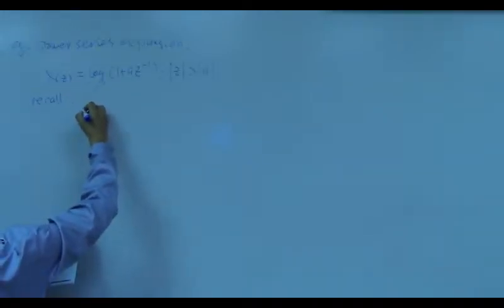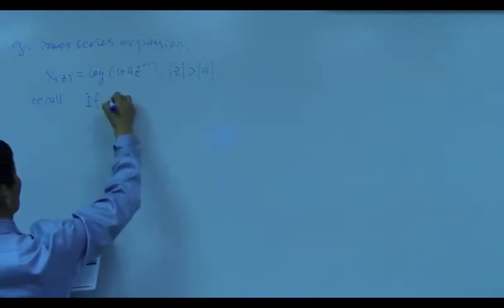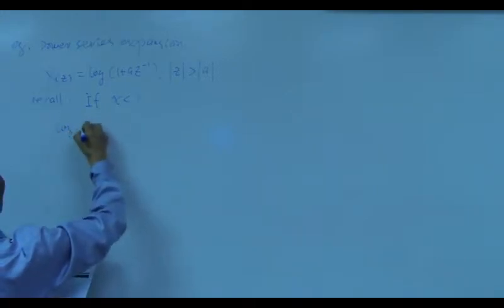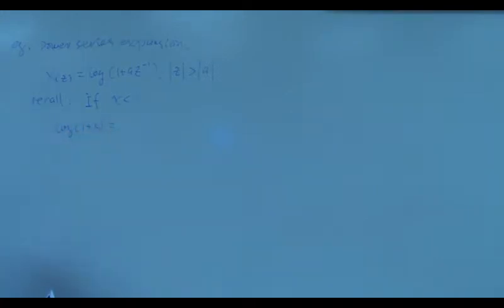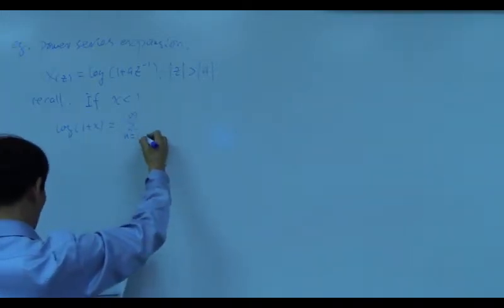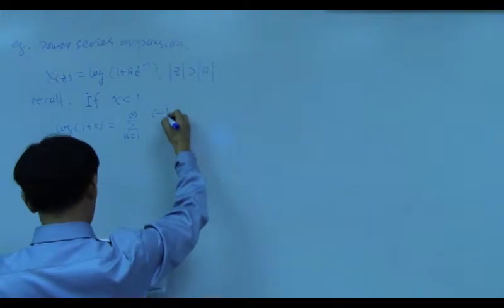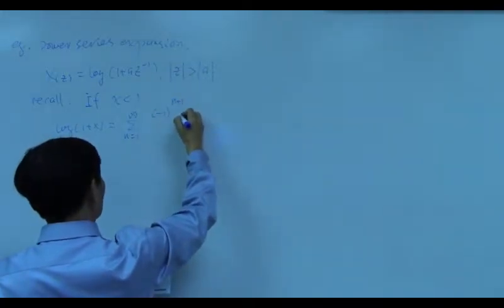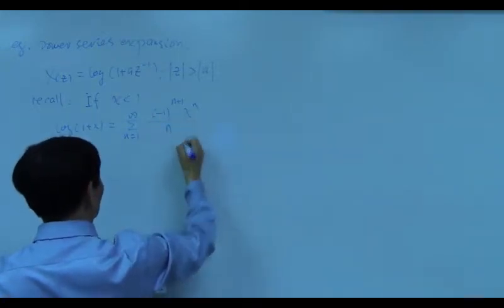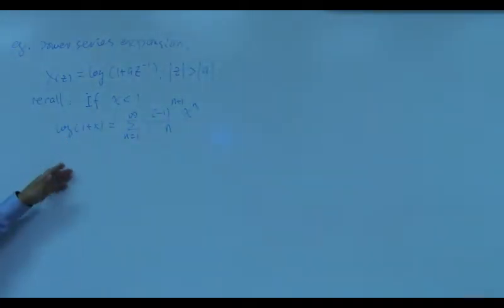Recall that if |x| is less than 1, then log(1 plus x) can be written as the sum from n equals 1 to infinity of negative 1 to the power n plus 1, times x to the n, over n. That is the math Taylor expansion. So we are going to use this one.